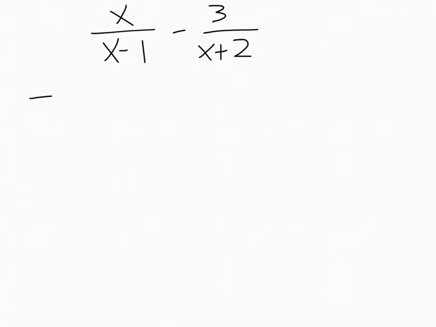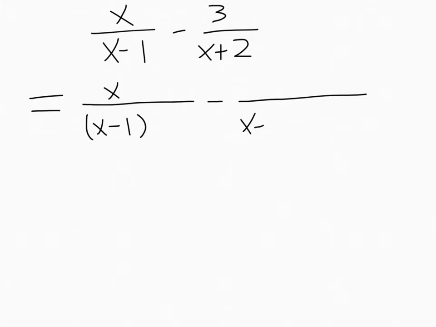Number 4, we're going to do rational expressions, addition, subtraction. So I have x over x minus 1 minus 3 over x plus 2. So take a look. Do you have the same denominator, top and bottom? So obviously x minus 1 and x plus 2 are not the same thing. So what do I do to find the least common denominator? Remember I said when they are not the same, what's the simplest way to find the least common denominator?